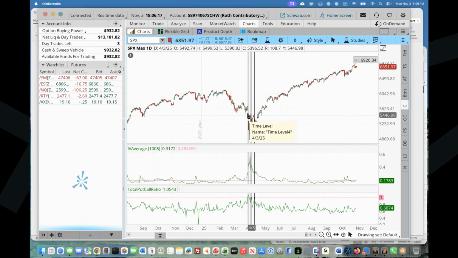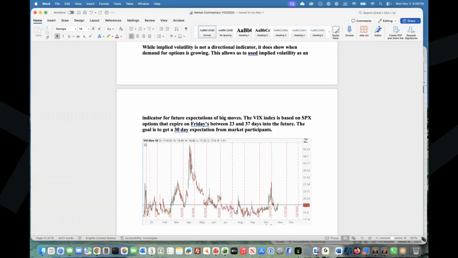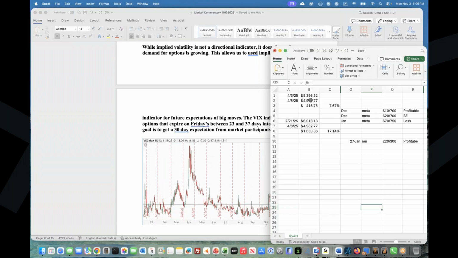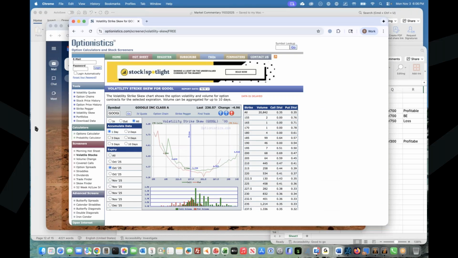Now it did drop. It did drop a few days later. It did drop about 7%. Let me pull up the spreadsheet here. There we are. Yeah, so it dropped 7.5% roughly to get to the end of that there.